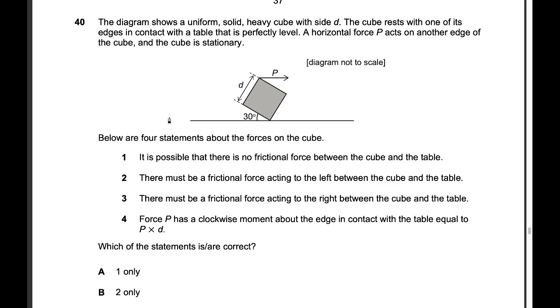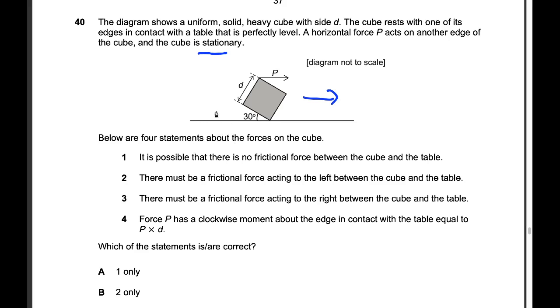On the cube, it is possible that there is no frictional force between the cube and the table. Well, that is definitely not true, because if there was no frictional force, there'd be a net force in this direction, and the cube would accelerate. What does it say? It does say that it's perfectly level. The cube is stationary, so it's not accelerating.